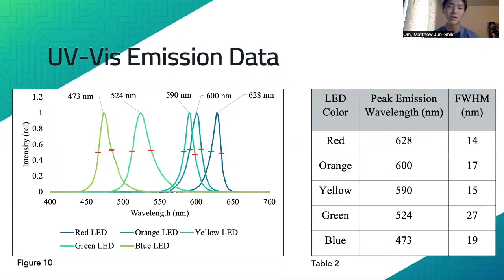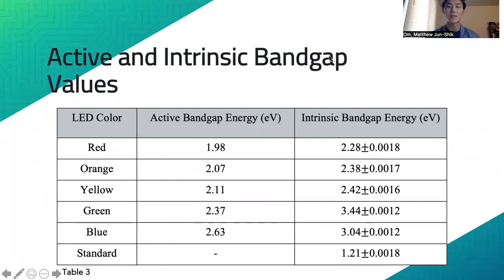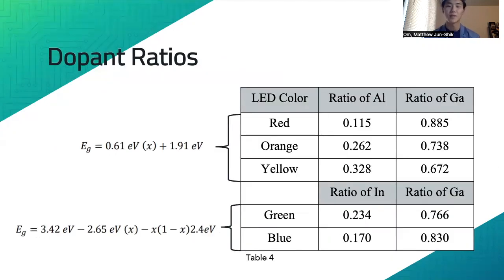peak than the rest. In Table 3, we have the active and intrinsic band gap values in electron volts for each LED. As expected, the active band gap for each colored LED is smaller than the intrinsic band gap due to the effects of dopants. Additionally, for both band gap types, as wavelength decreases, the energy increases. Using the active band gaps, I was able to determine the ratio of each element in each diode. The relationship between these values and the corresponding band gaps will be further analyzed in the discussion portion.